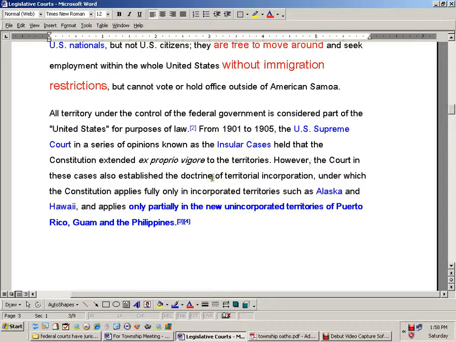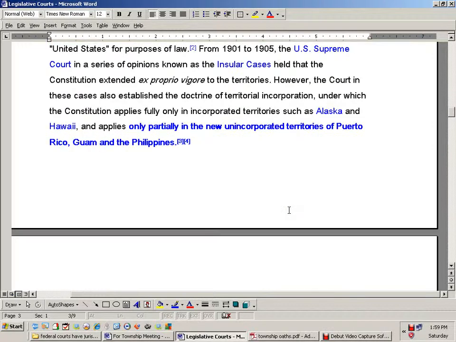However, the court in such cases established the doctrine of territorial incorporation, in which the Constitution applies fully only in incorporated territory such as Alaska. So the Constitution only applies fully in an incorporated territory. That's why we want an unincorporated territory, and only partially in the new unincorporated territories: Puerto Rico, Guam, Philippines, Township of Oakfield.